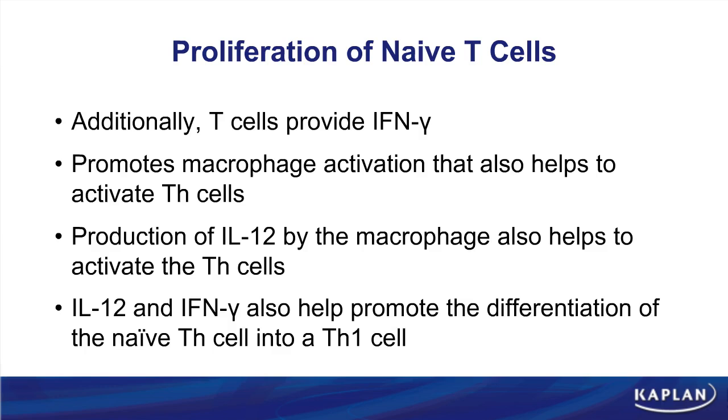So together, that IL-12 and interferon gamma, if a Th0 cell finds itself in a high concentration of IL-12 and interferon gamma, it knows that we have something that's intracellular or facultative intracellular, and we need to differentiate into a cell that is specialized and capable of handling that particular type of infection.